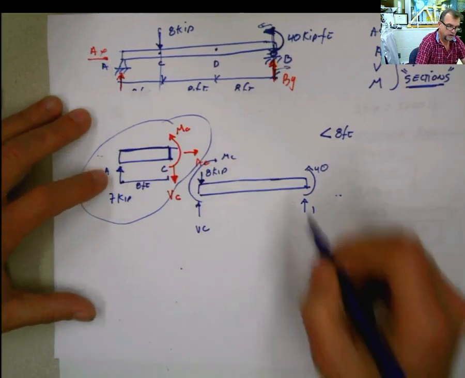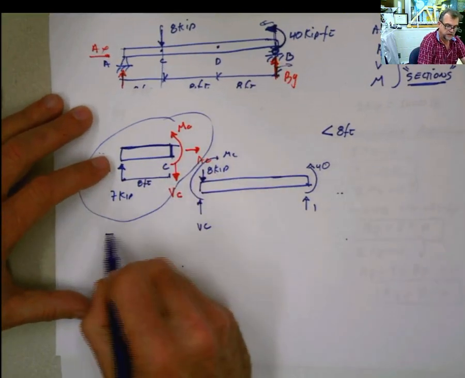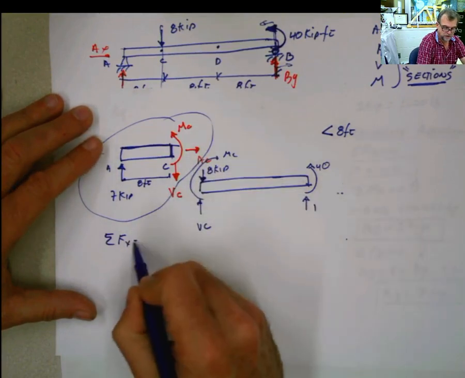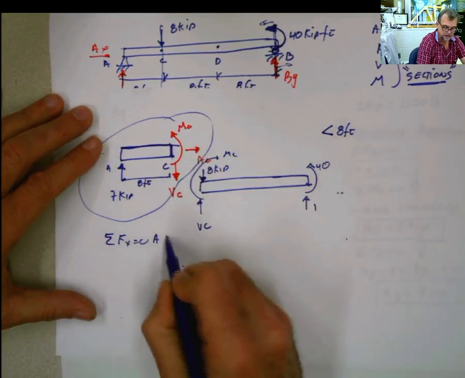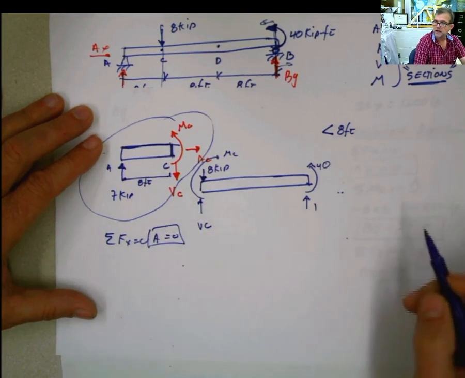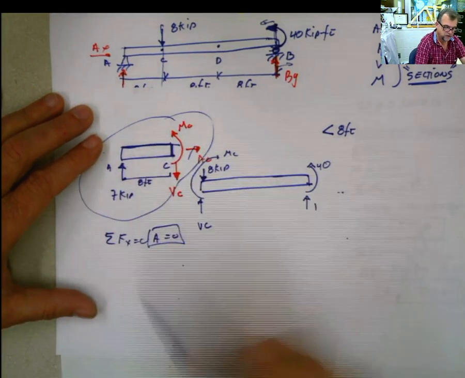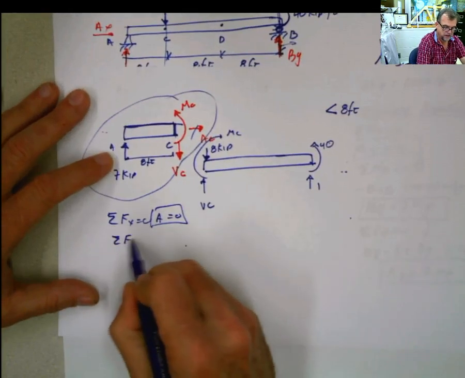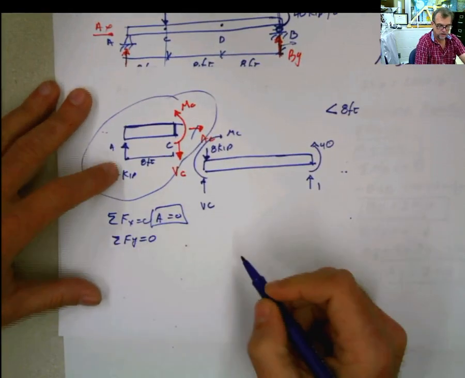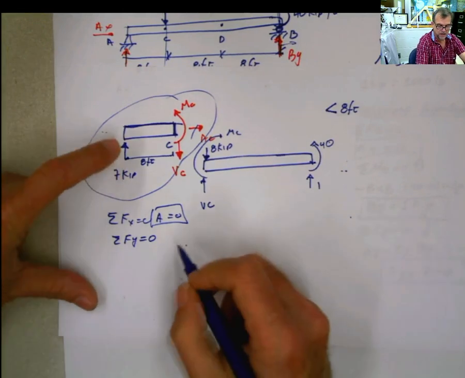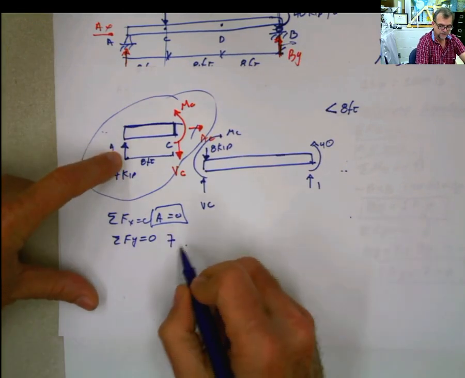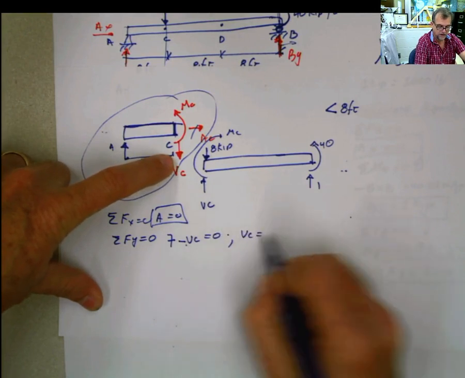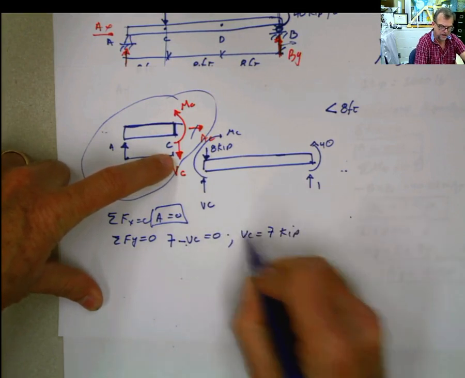And then I'm going to say in this part, summation of forces in x equals 0 means A is 0. We knew that. There's nothing happening in x, so this force is 0. Now I'm going to say summation of forces in y equals 0, and then I have 7 minus VC equals 0. VC equals 7 kip. Wait a second.